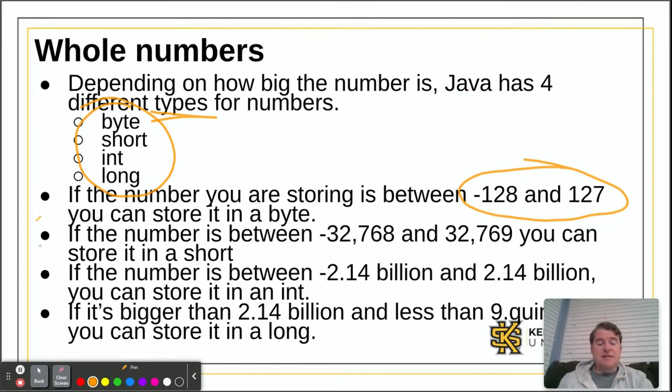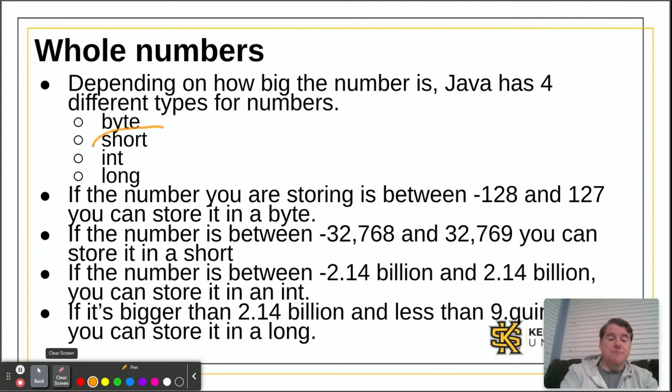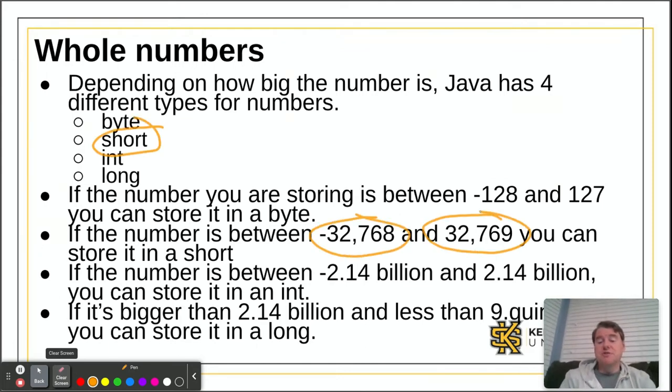So then that brings us to the next one, which is a short. A short can store any number from -32,000 to +32,769. All right, so basically what's going on here is that shorts are bigger than bytes. They are smaller than ints, which are what we're going to talk about next, but they give you a much bigger range than a byte. Very specifically, a short is 2 bytes.